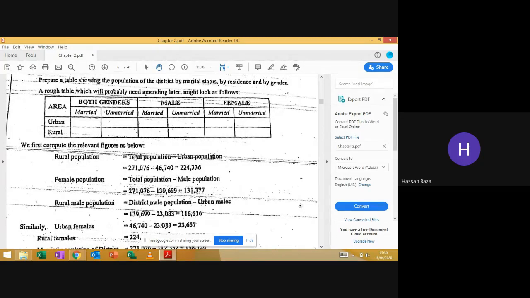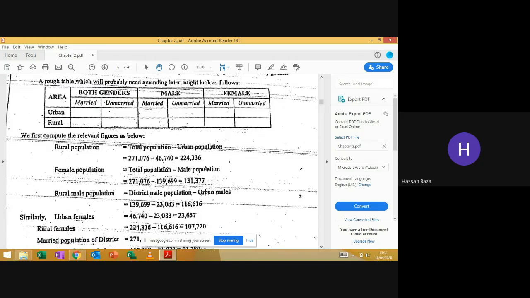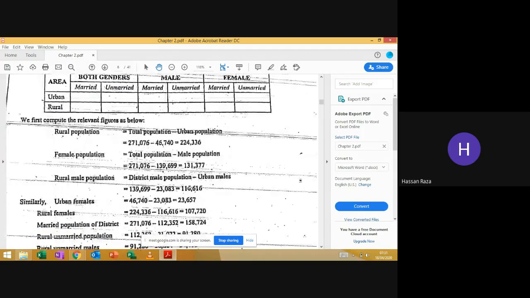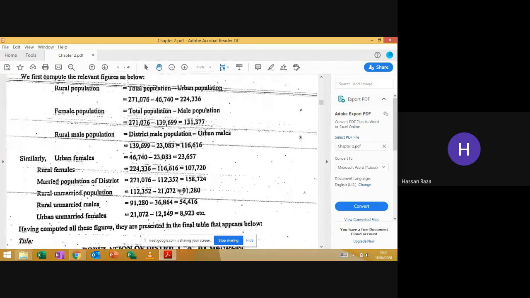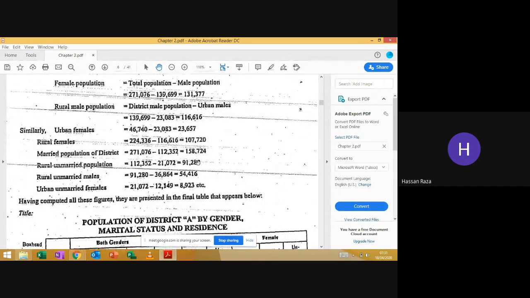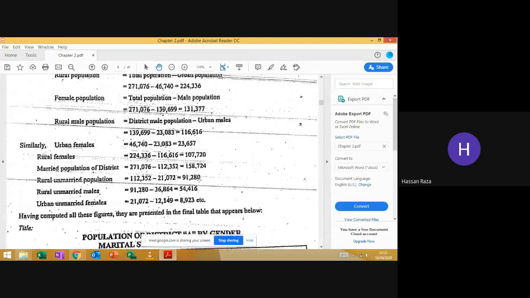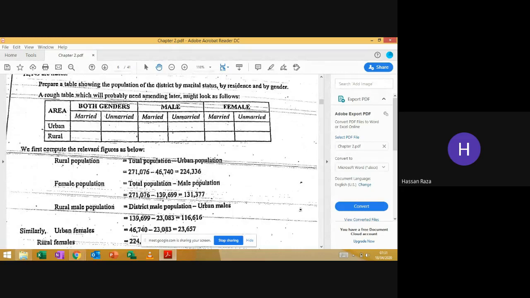So the total rural population is equal to the total population minus the urban population. Then the female population is the total population minus the male population, because we have the urban population as well as the male population. If we deduct the urban population from the total, we will have the rural population. In the same way, if we deduct the male population from the total population, we will have the female population. Then rural male, urban female, rural female, married population of the district, unmarried, and all this information is calculation. You can calculate it easily. If there is any confusion or any other questions, you can ask me.